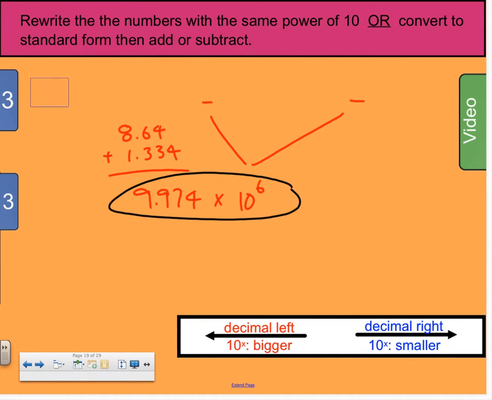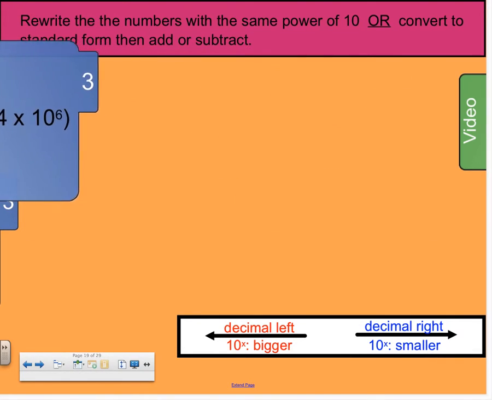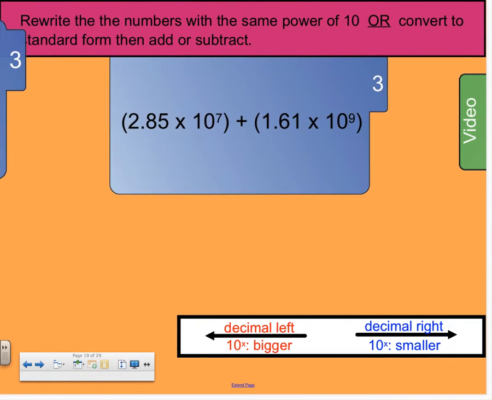Another example would be a little bit more complex, but basically still the same idea. In this example, I have 2.85 times 10 to the 7th plus 1.61 times 10 to the 9th. Now, if you remind yourself, at the very beginning, we said we want to rewrite the numbers with the same power of 10. So we can see right off the bat that I have a power of 7 and 9, and this is not going to work out very well.